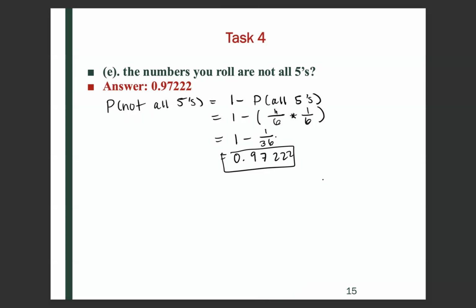The probability of rolling all 5s: there's one 5 on a die out of a total of 6 faces. So that's 1 out of 6 for the first roll times 1 out of 6 for the second roll. So 1 minus this quantity, which is 1 over 36, equals 0.97222.